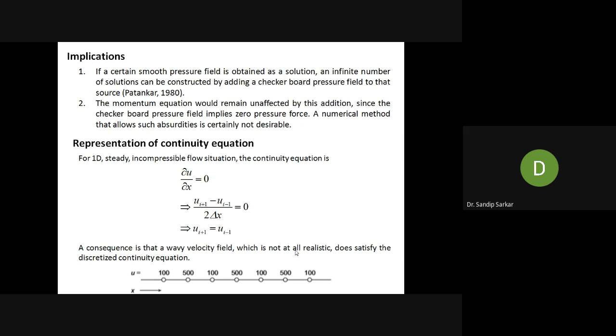What do you mean by checkerboard pressure distribution and how? Sir, can you repeat shortly? Yes, the second question: in which kind of situation do we get this kind of checkerboard field? Okay, any other question? Two questions I have got. Any other questions from anybody? Shorodip? No, sir, the same question: in which situation do we encounter the wavy pressure field? Okay, let me explain.